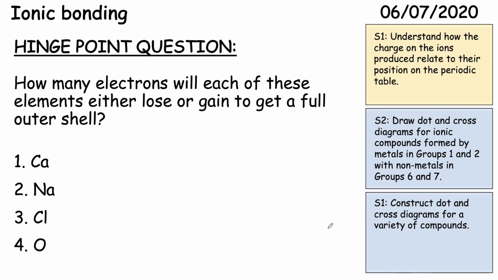Right, hopefully you've had a go at this, and here are the answers. Calcium is in group 2, so it would like to lose 2 electrons to become 2+. Sodium, group 1, so it becomes 1+. Chlorine is in group 7, so it only needs to gain 1 electron to get a full outer shell, so it becomes 1-. Oxygen, group 6, so it needs to gain 2, so 2-. If you didn't understand that, it's time to go back and watch the ions video. If you do, let's move on.